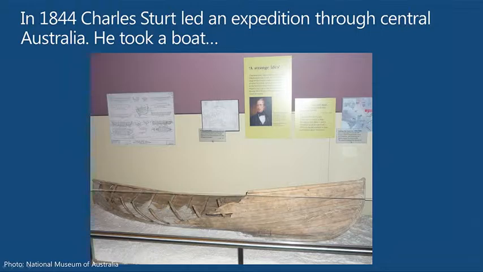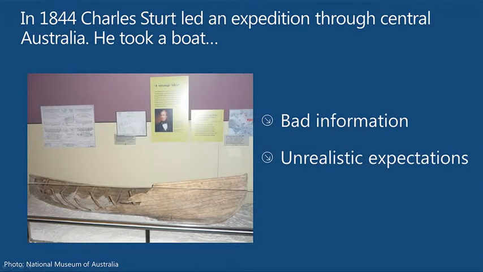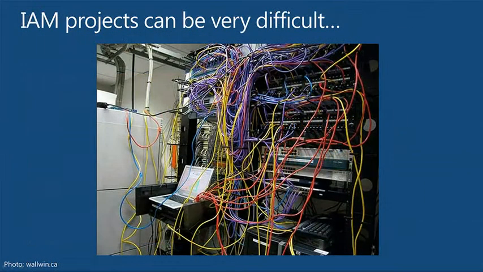And so this puts me in mind of a couple of the great problems we face in identity and access management: bad information and unrealistic expectations. I'm sure these affect many IT projects. You can look at that and say, yes, this is always a problem. But in identity and access management, this can completely derail your project. More on that in a bit.